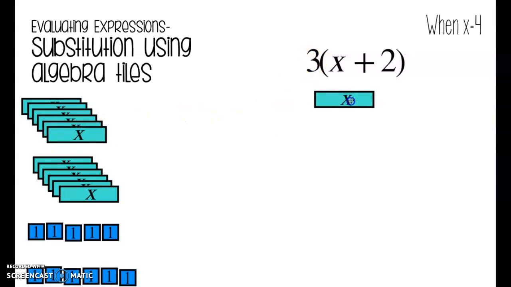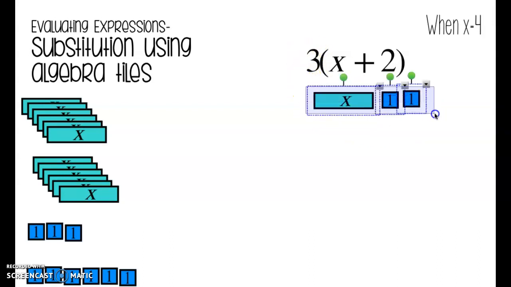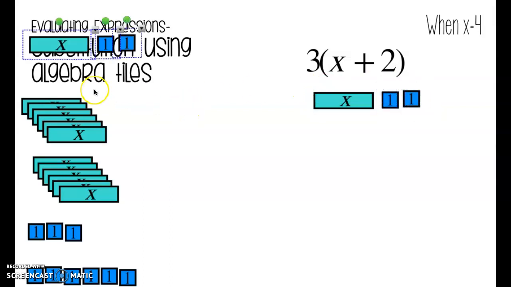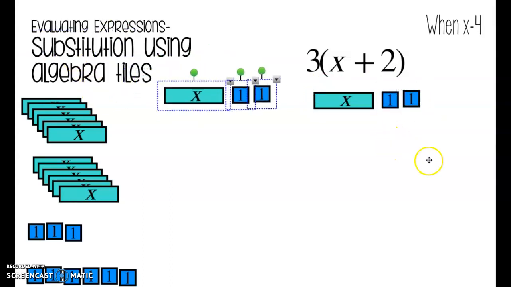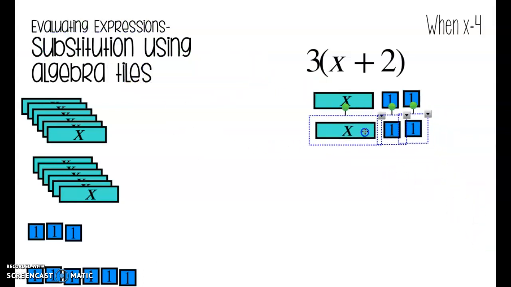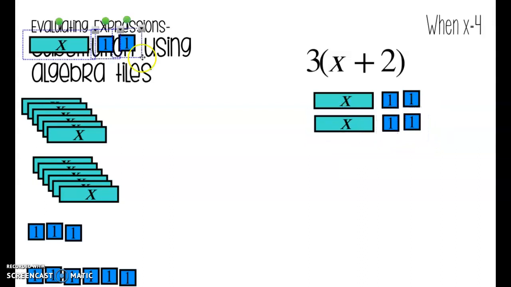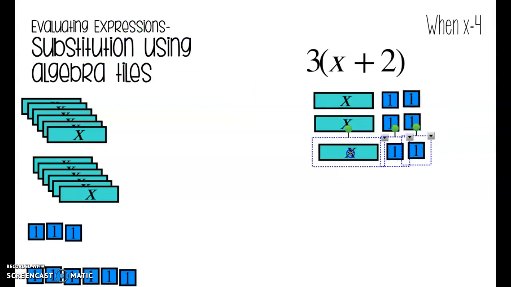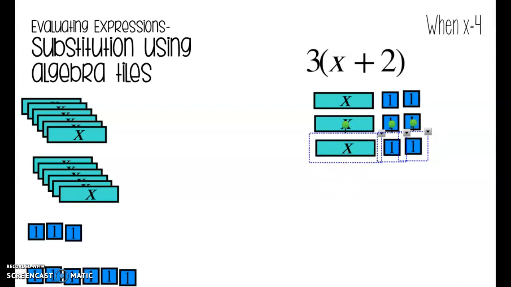So I'm going to have x plus 2, x, and 2 ones tiles. And then the number on the outside right there shows me that I have 3 groups of this. So I'm going to take my algebra tiles and make 3 of the exact same groups if they will cooperate. So there's 2 groups and here's 3 groups.